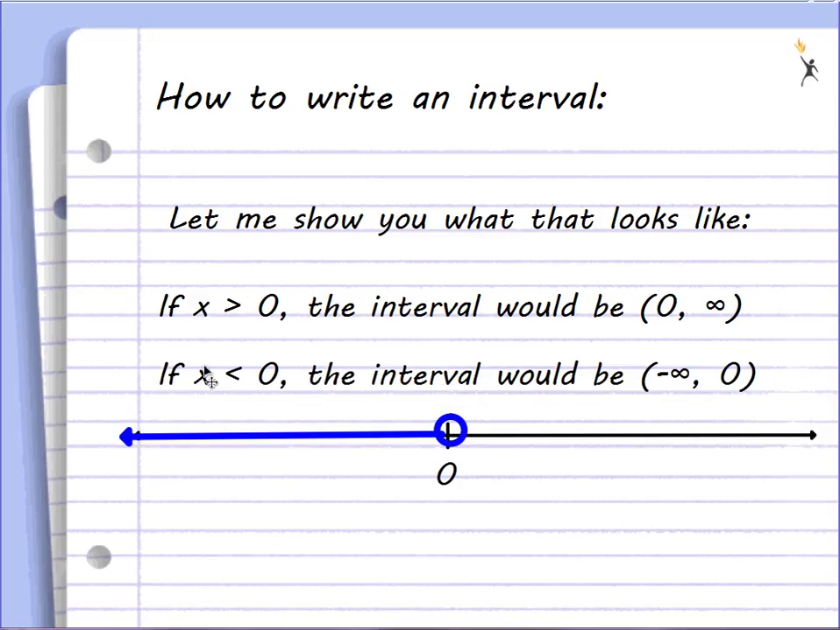If I wanted to graph or write x is less than 0 as an interval, on a number line, I'd graph an open dot at 0 and shade everything to the left all the way to negative infinity. My interval would say my left boundary is negative infinity and my right boundary is 0. On the infinities, we always use round brackets, and since 0 is not included in my range of values, I use another round bracket.